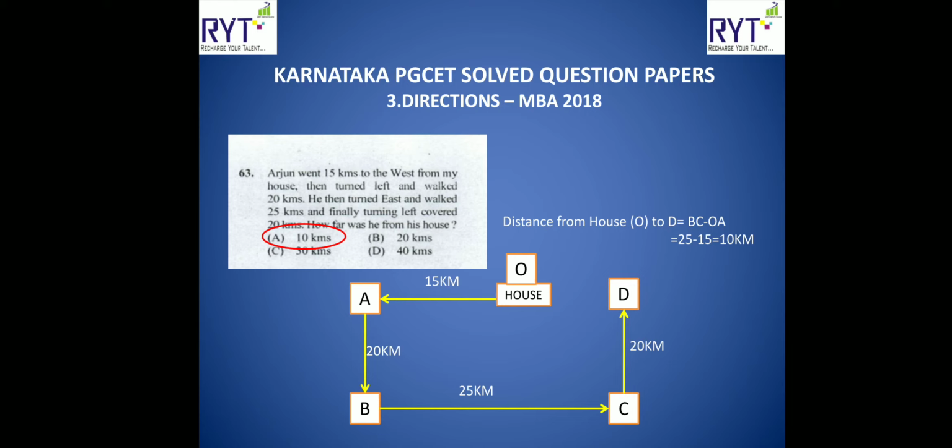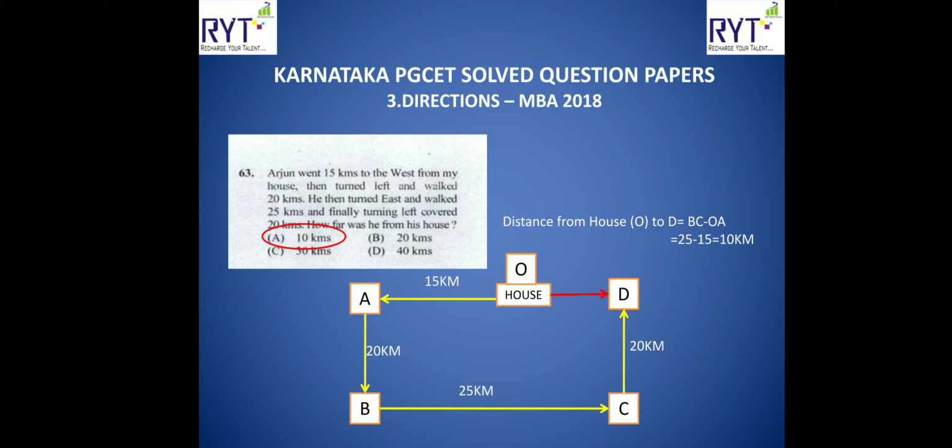If you observe the diagram carefully, he comes around like a square. Now we need to find out this distance from house, that is from point O to point D, OD. If you observe carefully, it looks like a rectangle where BC is 25 kilometers, AO is 15 kilometers. We have to find out the distance between house and last point D, so that is OD.